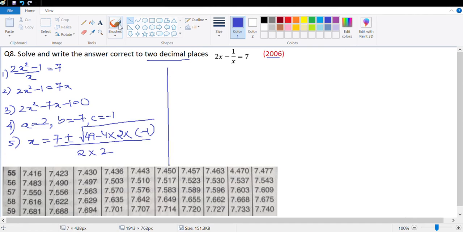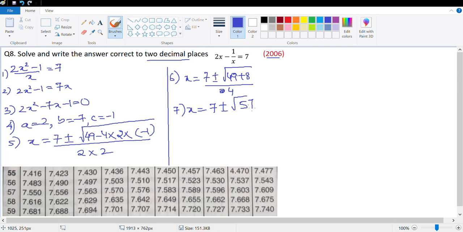So this gives us x is equal to 7 plus minus the square root of 49 minus 4 into minus 1, that's plus 4 into 2, plus 8. Square root of 49 plus 8 upon 2 into 2, that's 4. So this gives us x is equal to 7 plus minus root 57 upon 4. I have the value of square root 57 here, which is 7.550.